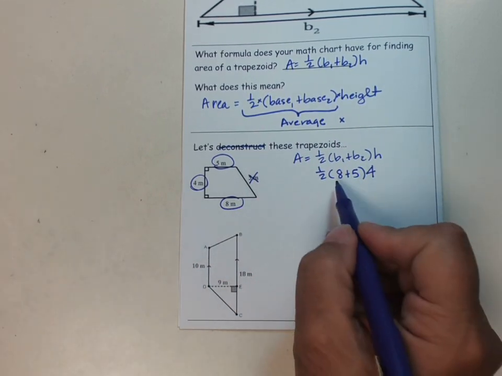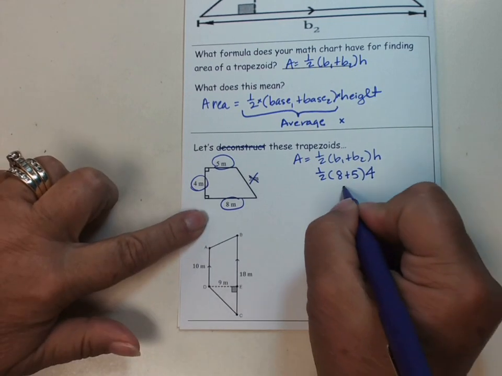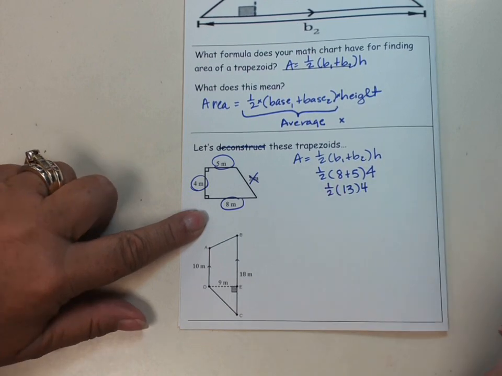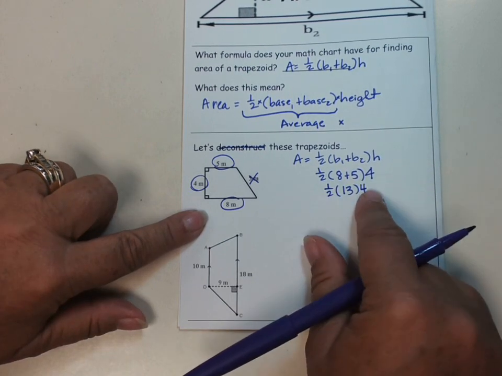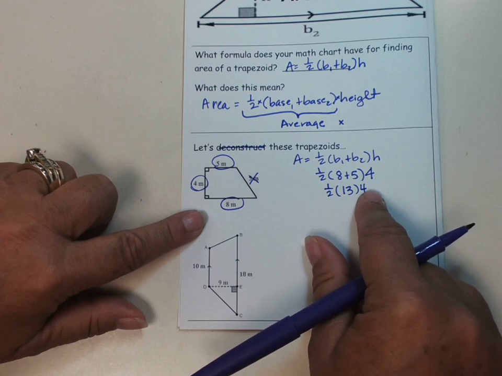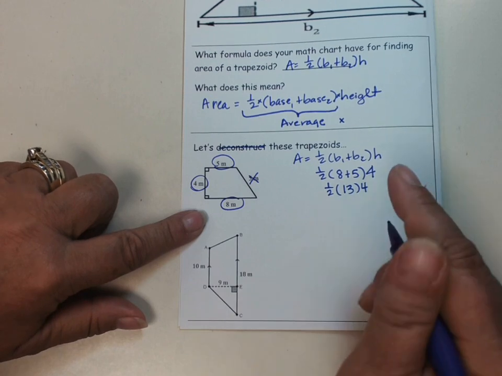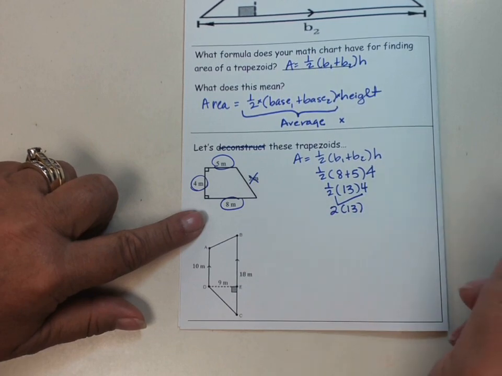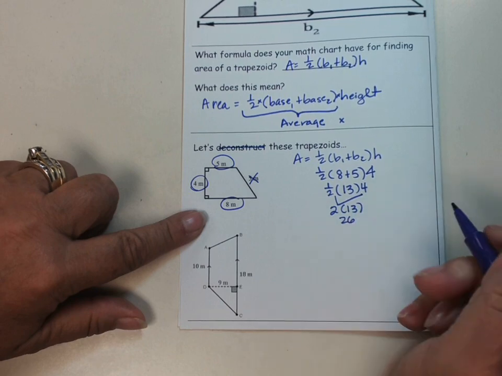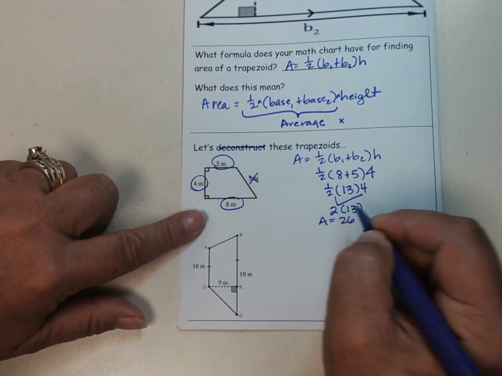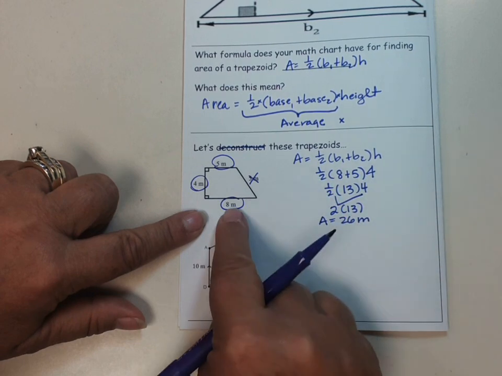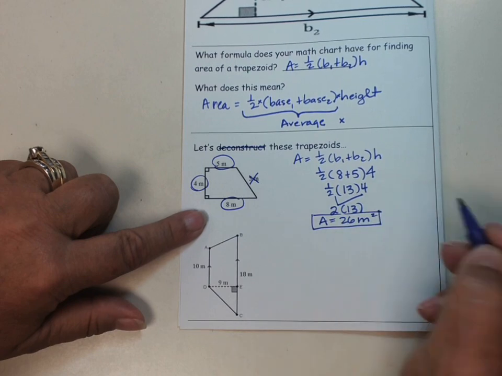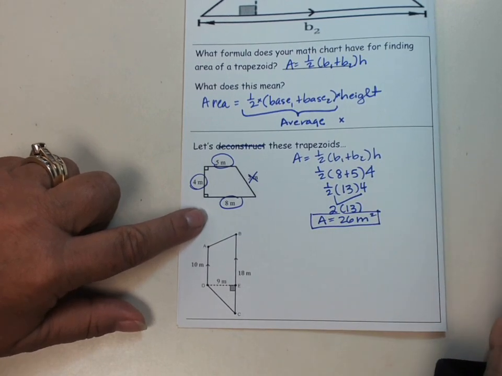Okay, so PEMDAS says we have to do parentheses first. So 13. I have to multiply 13 times 4 and take half of it. I could take half of 13. I could take half of 4. Okay, half of 4 is 2. I got that. So that's 2. Like if I put these 2, that's 2 times 13. 2 times 13 is 26. So you can kind of manipulate the numbers to make it easier to multiply. Now these are meters, but remember I said there's squares all over it, so we're really counting squares. So this is 26 square meters.